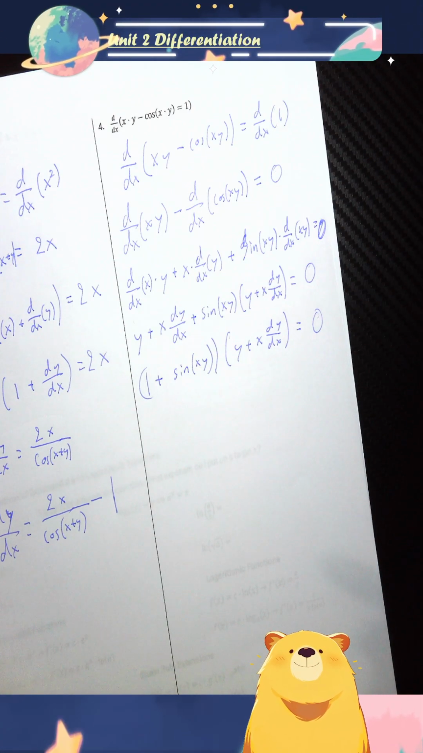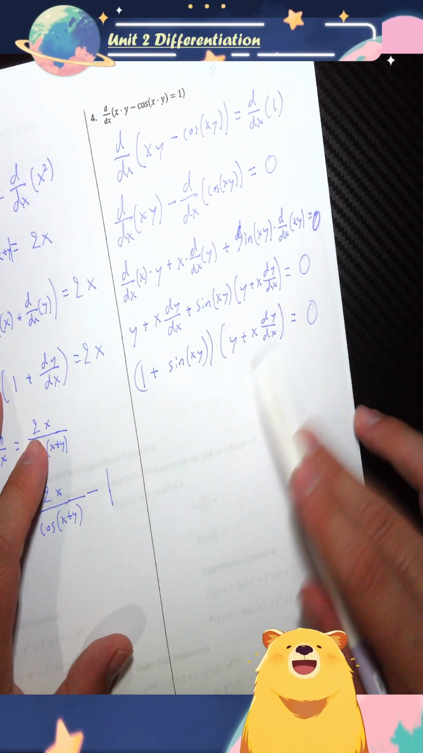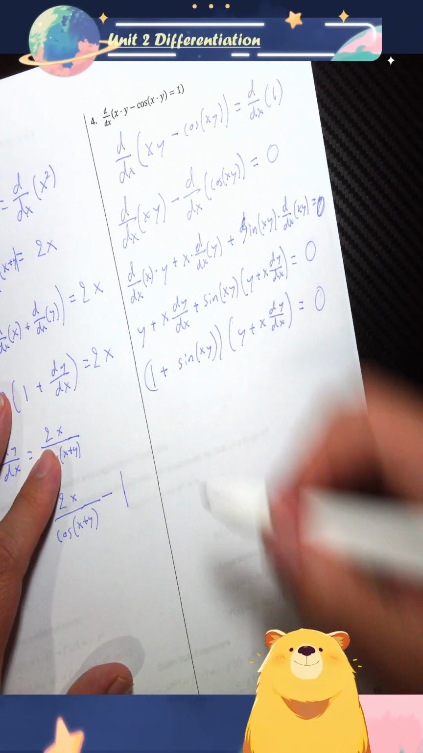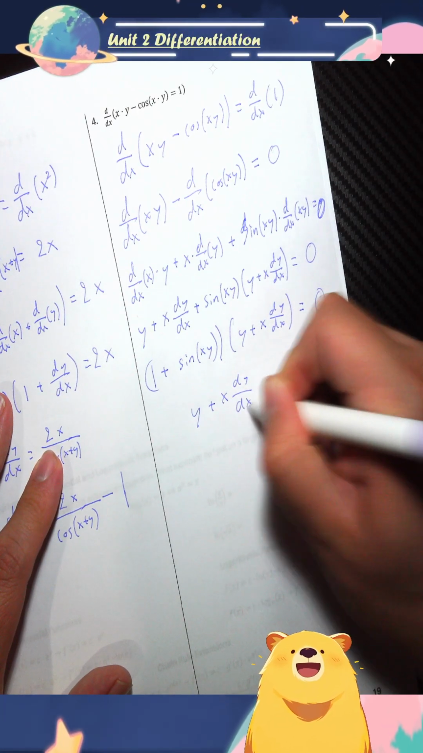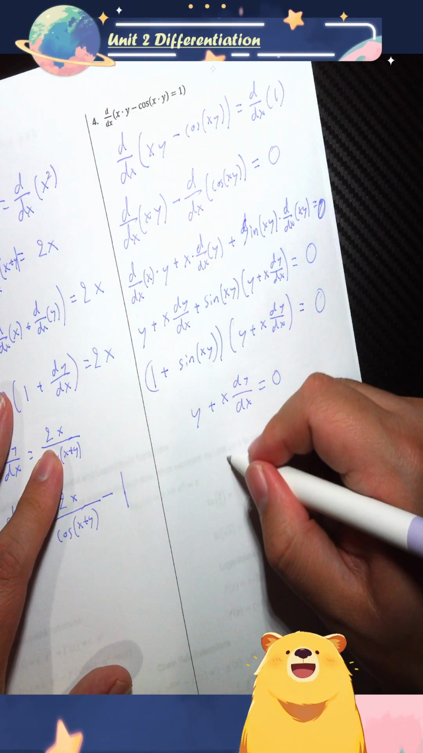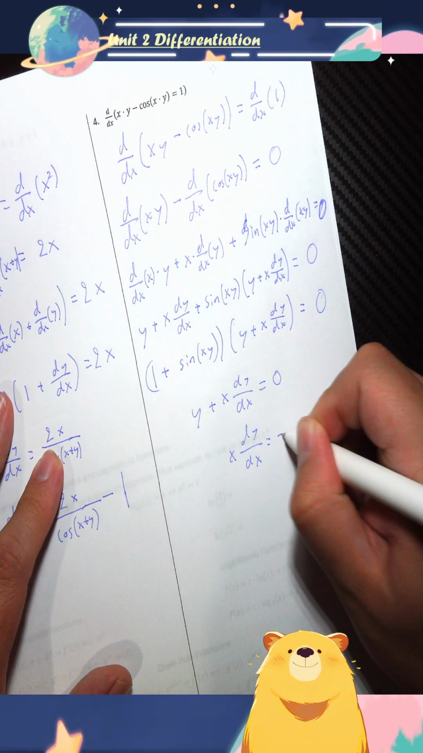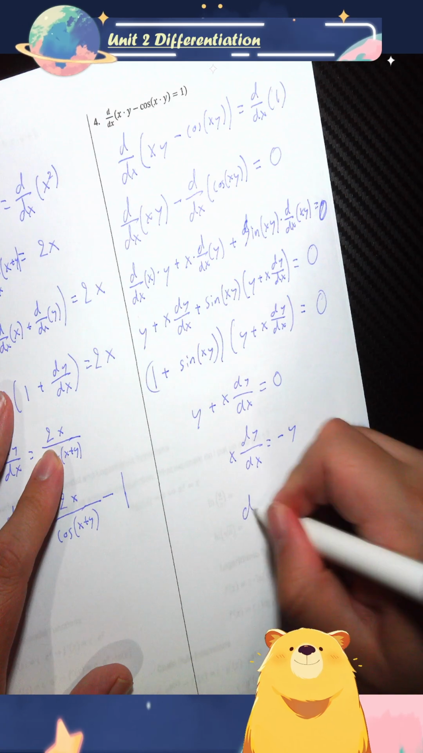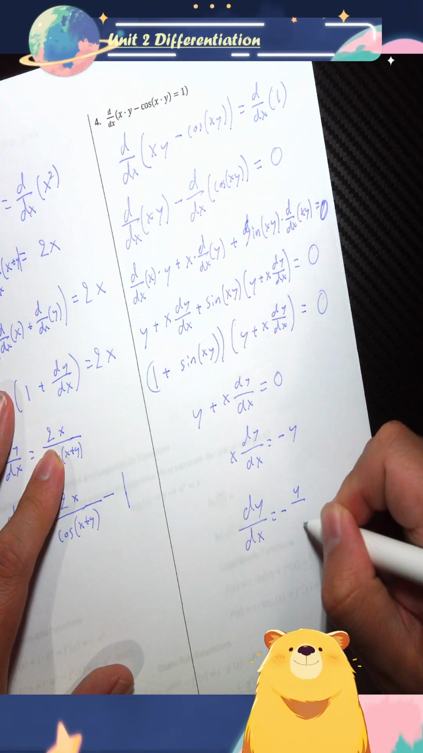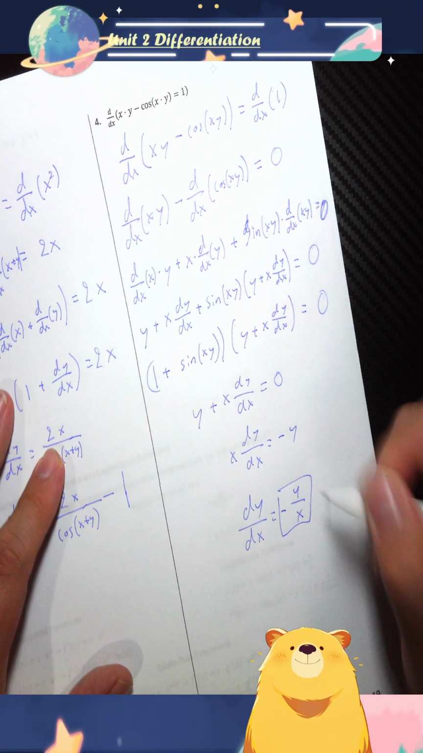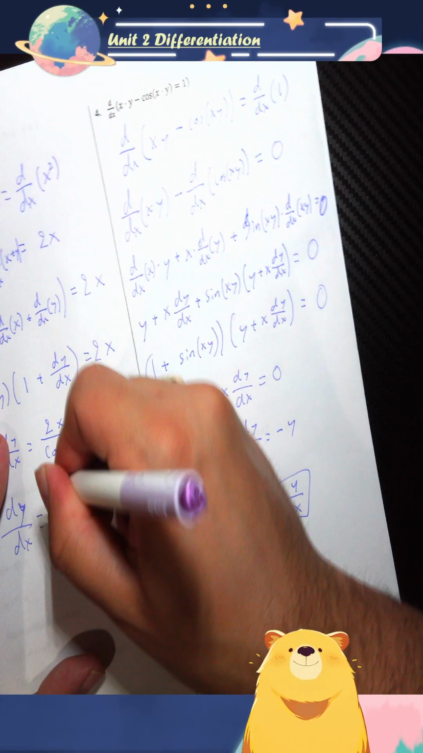And then, because we know that this is 0, if I divide this out, 0 divided by anything is still going to be 0. So I'm left with y plus x dy over dx is equal to 0. Subtract the y. And divide by x. And that, oh, I forgot a box here. And that's going to be your answer.